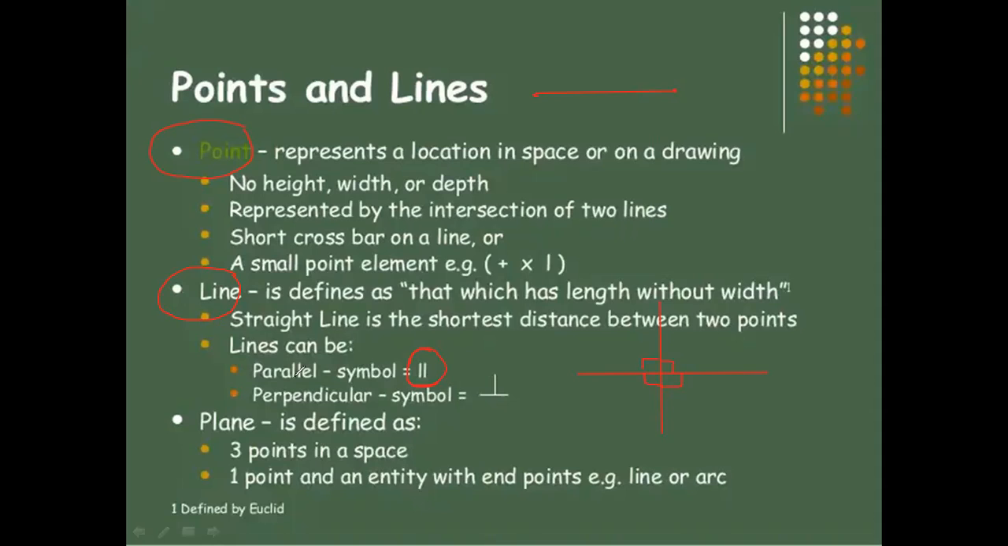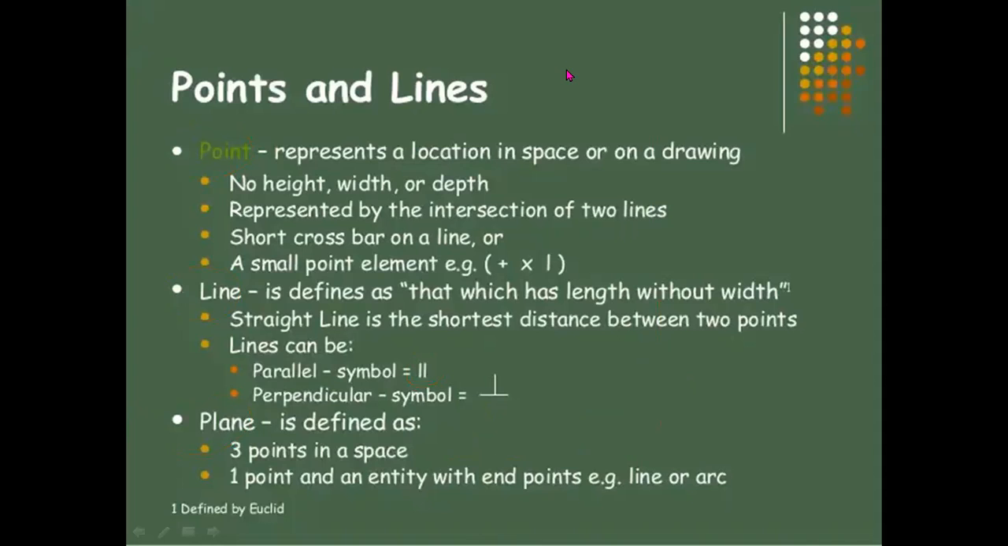Next, we have the plane. A plane is defined as three points in a space, so there is a space in between them. Any shape, even if you draw a triangle or quadrilaterals or any type, can be considered a plane. Those are some important terms we will remember when we talk about geometry: the point, the line, the plane.